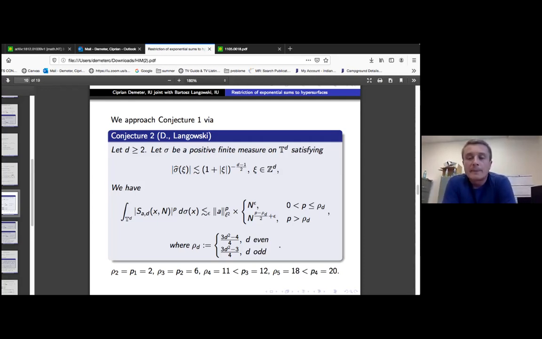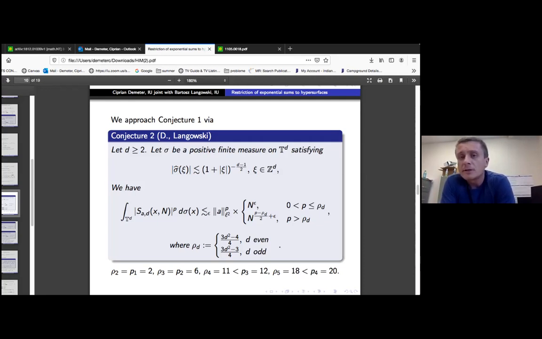That's interesting. And then in 4 dimensions, there's already a discrepancy, right? Conjecture 1 is supposed to hold all the way up to 12. But now, since we're only using Fourier decay, rho 4 is 11, and then this discrepancy increases as you increase the dimension. So rho 5 is 18, which is less than P4, less than 20. Okay, so that means that there's no way we can solve conjecture 1 in dimensions 4 or higher, but we can still say something about conjecture 1.